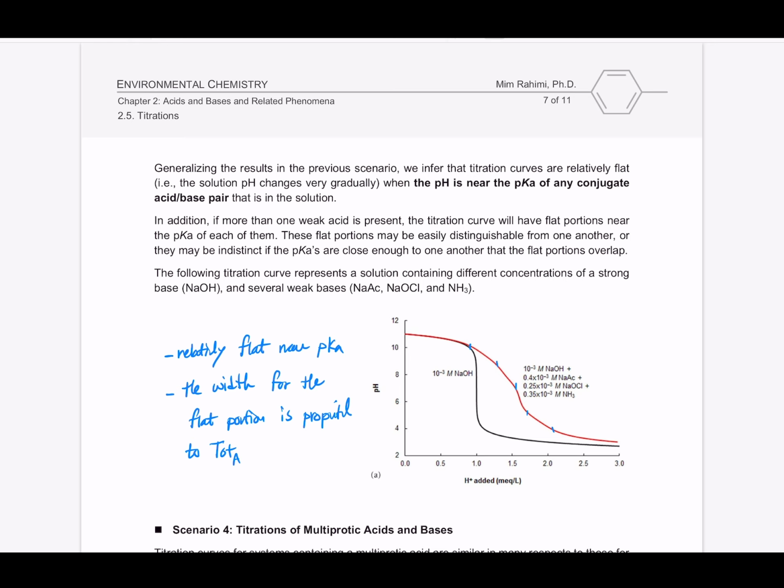So this is related to, I'm just writing the actual, oh wait, not for this one. This has the highest pKa, so this is for ammonia. So now roughly 9.2. So roughly 7.5 is this one.